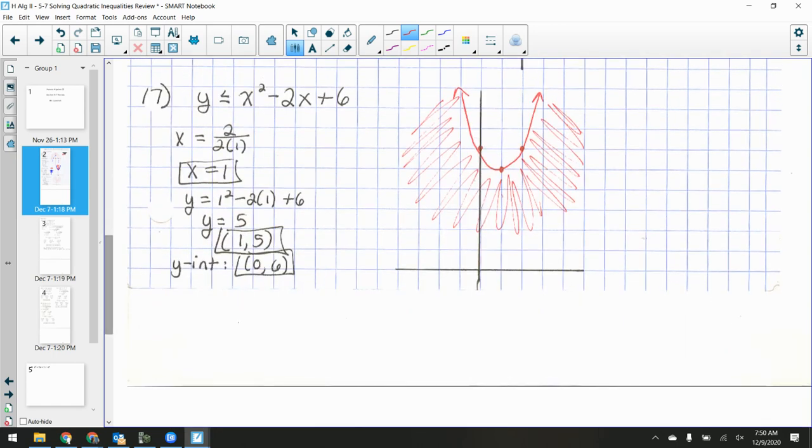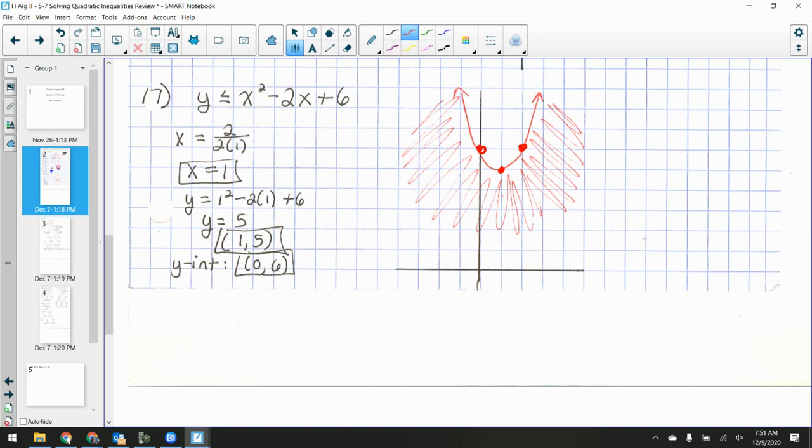17 is more like it. 17 is much more doable. And that one's kind of an easier one, because do I even need to attempt to find the zeros? No. I see that my axis of symmetry is 1. My vertex, therefore, is 1, 5. Well, if that's the case, and my y-intercept is 6, and it's going to point up, then I know that it's not going to cross the x-axis.